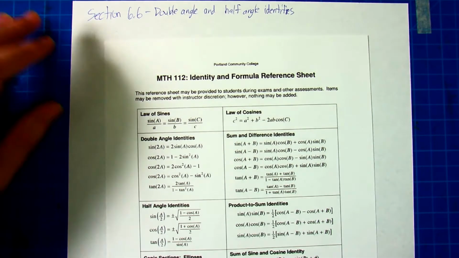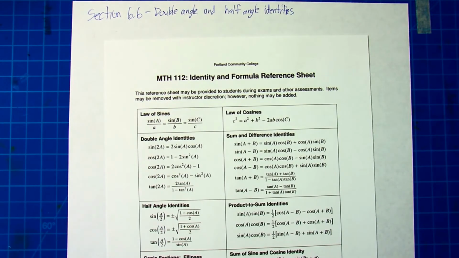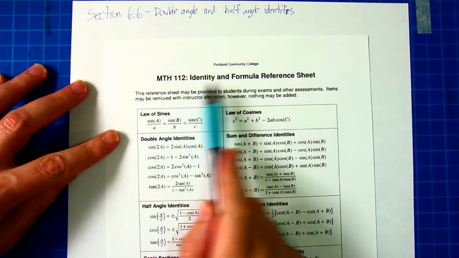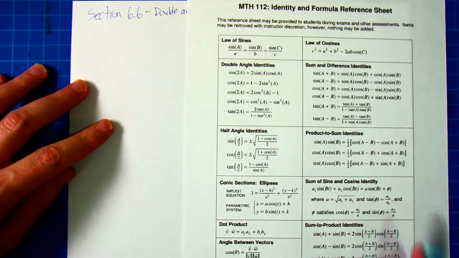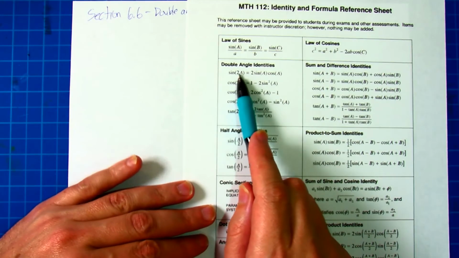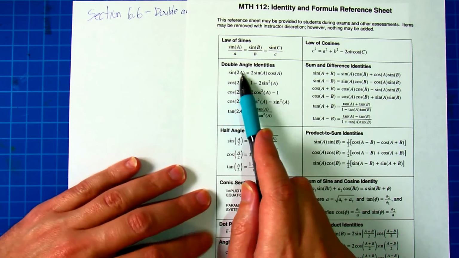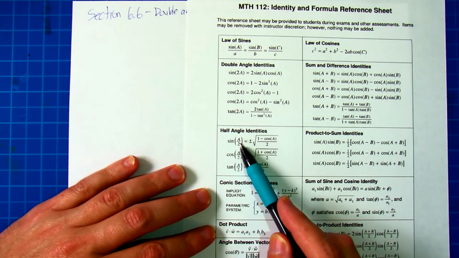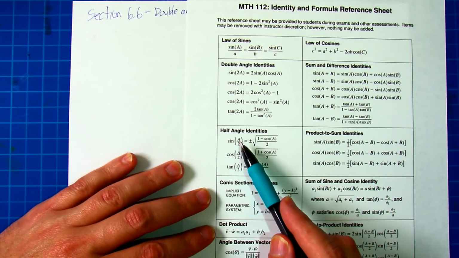Section 6.6 is on the double angle and half angle identities, which, if you pull out your Math 112 identity and formula reference sheet, you can see are right here. Double angle identities are called double angles because they're always doubling some angle, which we're calling A here. Half angle identities are always halving whatever angle we're calling A.